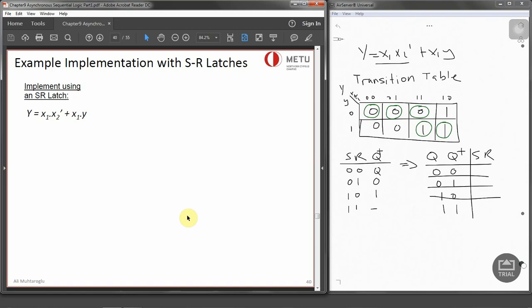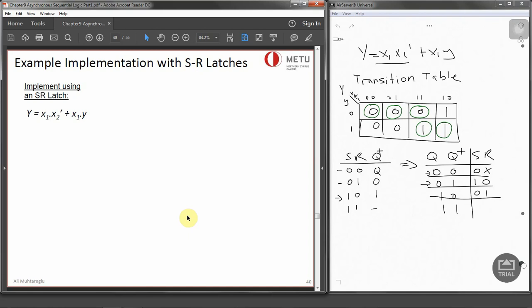Now, how can we derive the excitation table? When the present is 0 and next state is 0, either we are holding or we are resetting the output. So S is 0 in both conditions and reset is changing. So that means S will be 0 and reset is X. Then we consider the next line where present state is 0, next state is 1. This is the only case where it's setting the output. So when it's setting the output, S is going to be 1 and the reset is going to be 0. And 1, 0 means it's resetting the output. That means set will be 0 and reset will be 1.